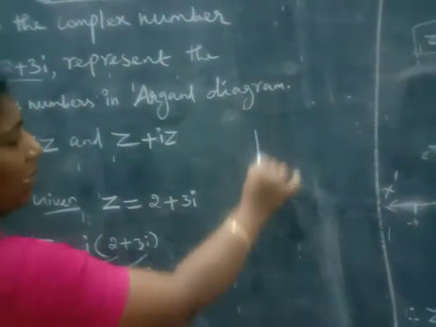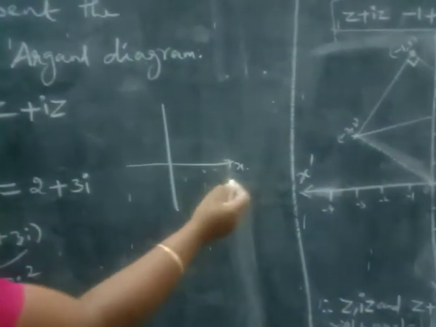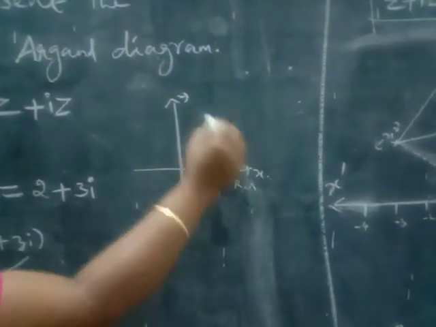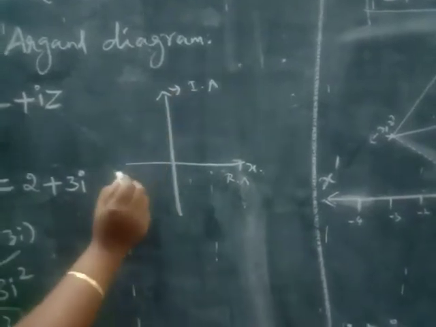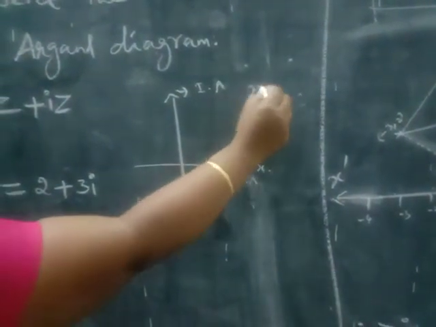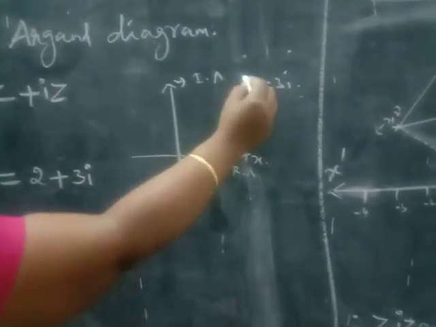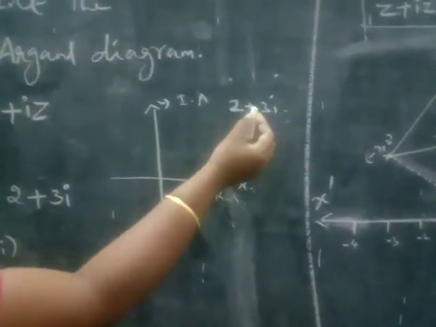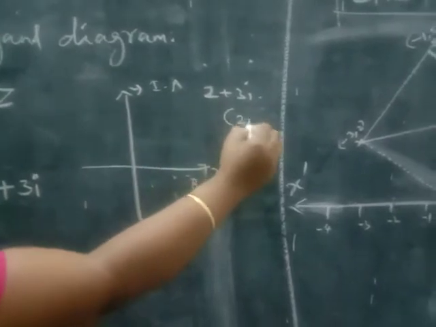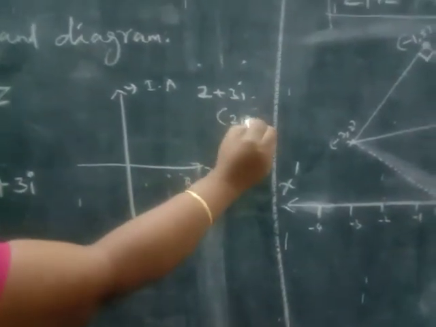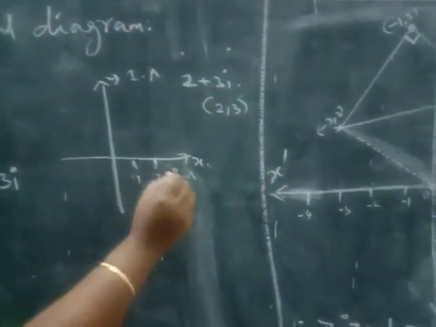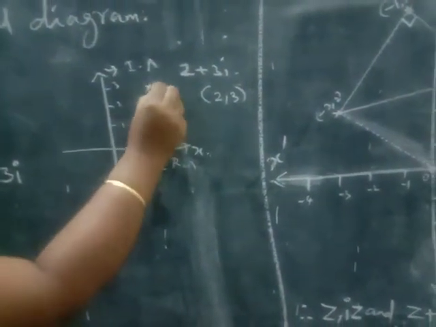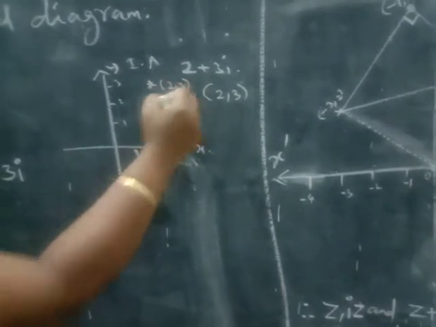So Argand diagram is nothing but, consider the x-axis and y-axis. This x-axis is the real axis and this is the imaginary axis. Now if we plot one complex number, this is a complex number. Any complex number can be represented as an ordered pair. So what is the ordered pair of this complex number? 2, 3. So x-axis 2, y-axis 3. So the point is (2, 3).